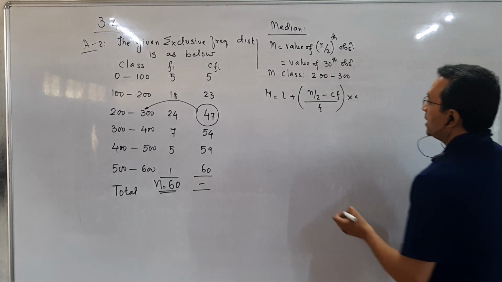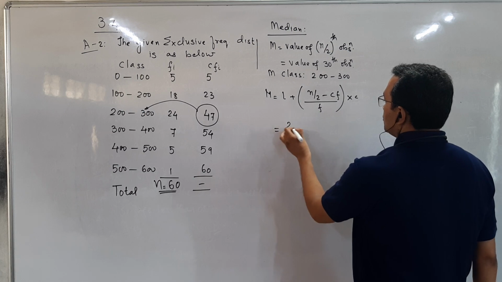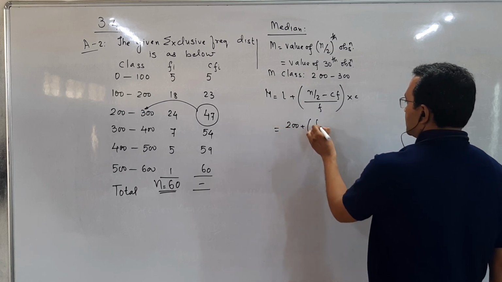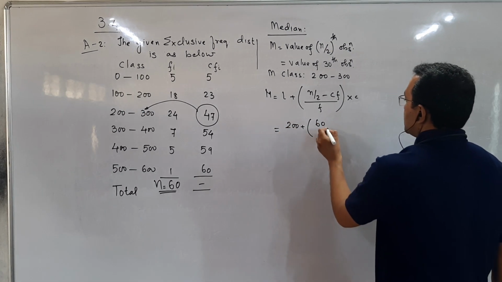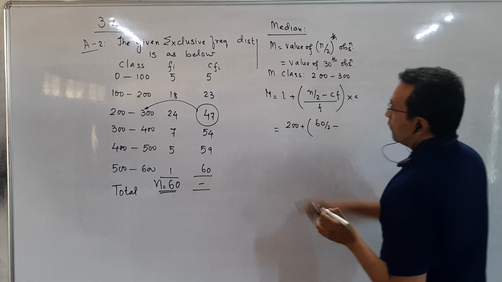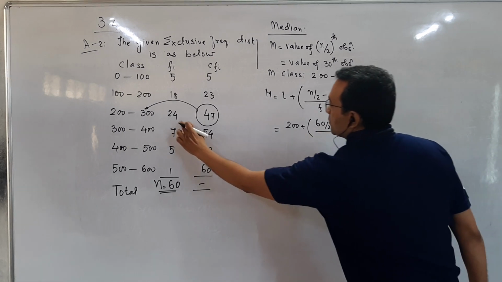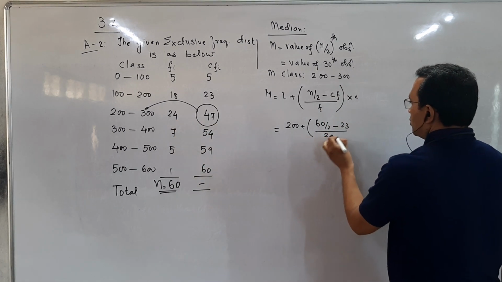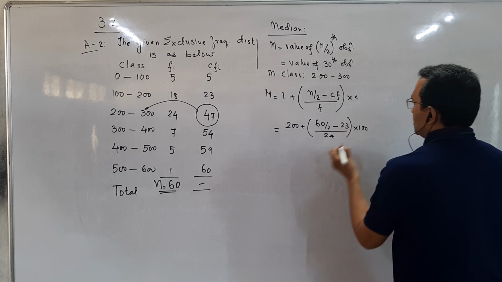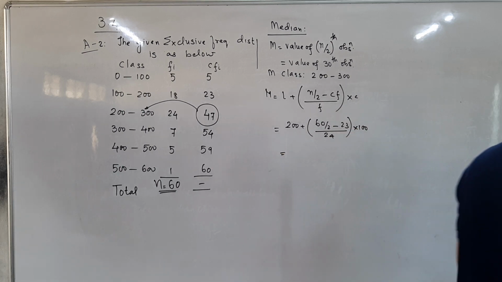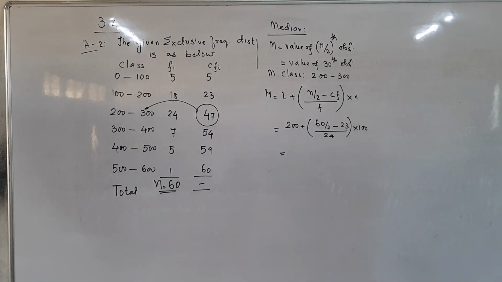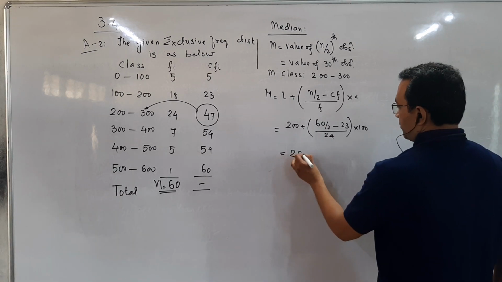Now all of you know L is the lower boundary point for exclusive boundary points, and class limits are the same. n by 2 is 60 by 2. CF of the above class is 20. 23. Frequency of the same class is 24. Class length is 100. Simplifying, this turns out to be 229.17 kilometer.